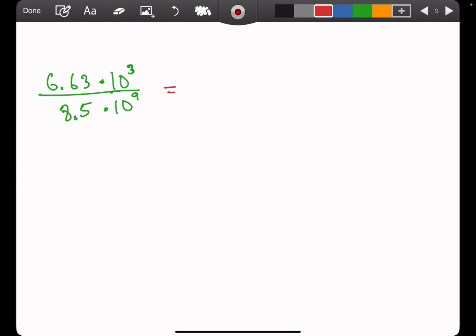Why can't you do all this on the calculator? 0.78 times 10 to the power of 3 minus 9. Let's go slowly. 0.78 times 10 to the power of what? That's the cube. Negative 6. 3 minus 9 is what? Negative 6.